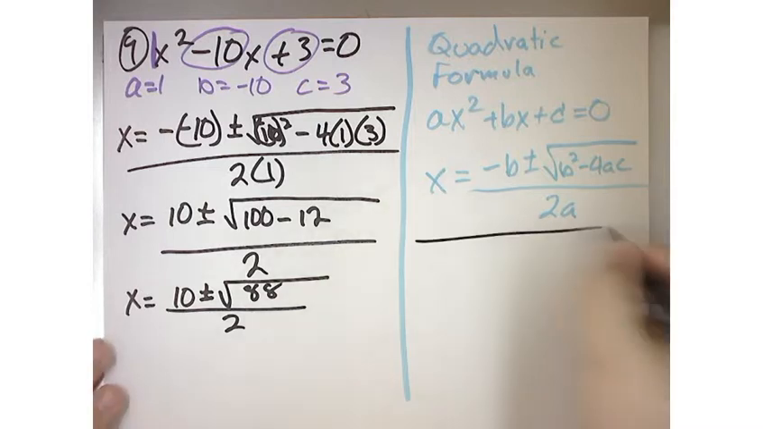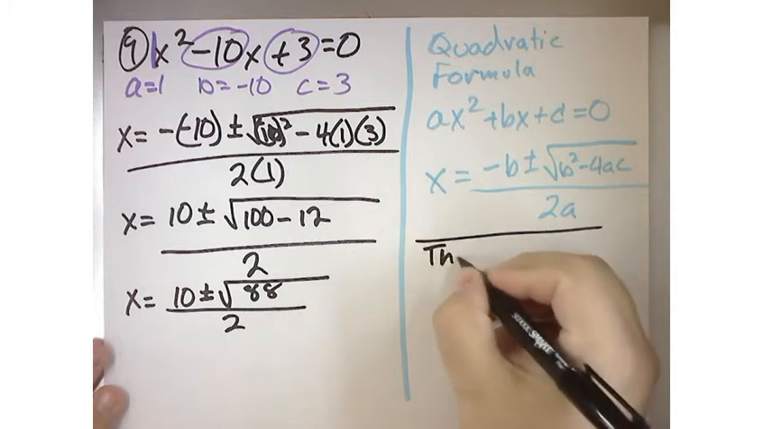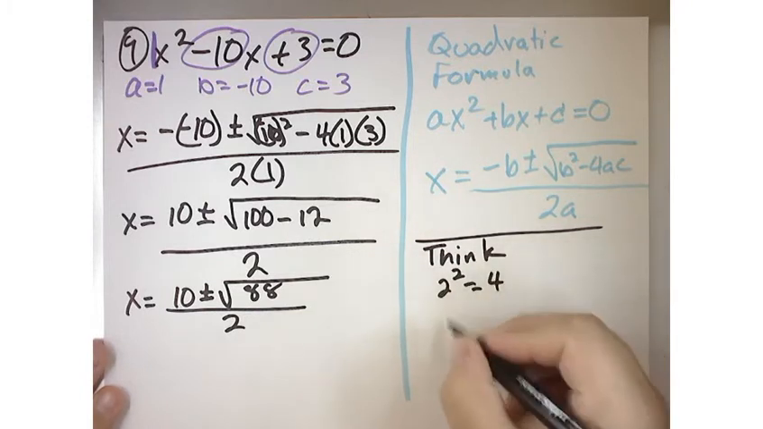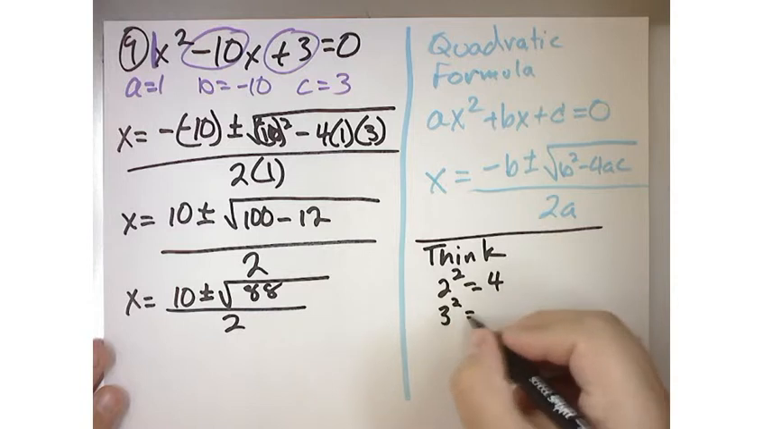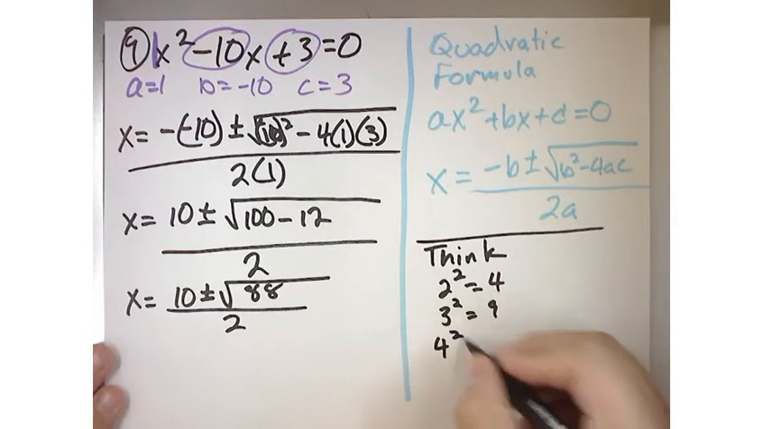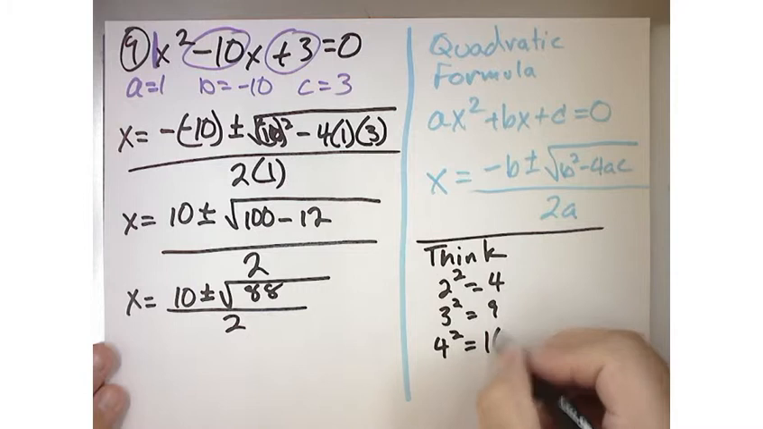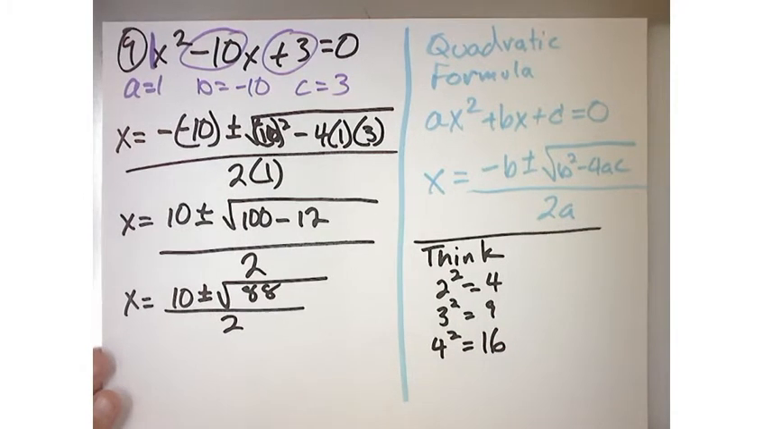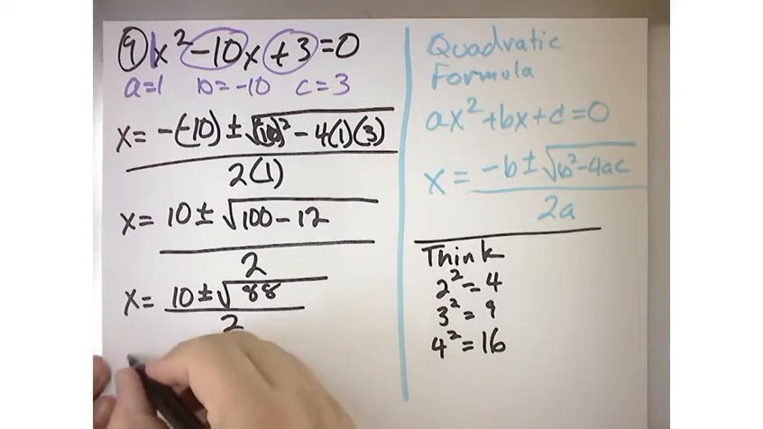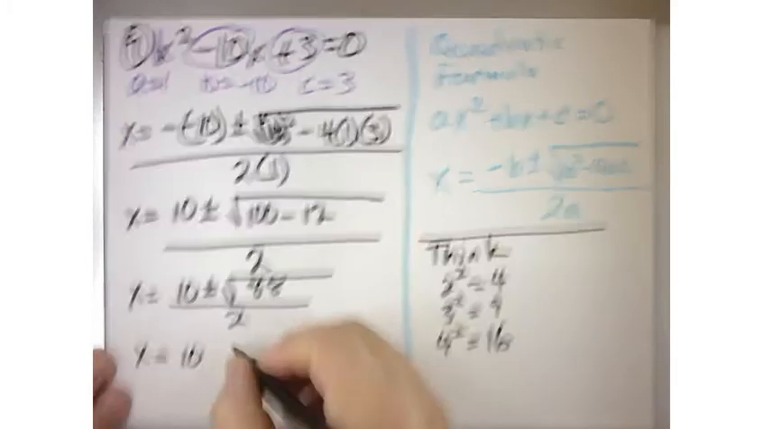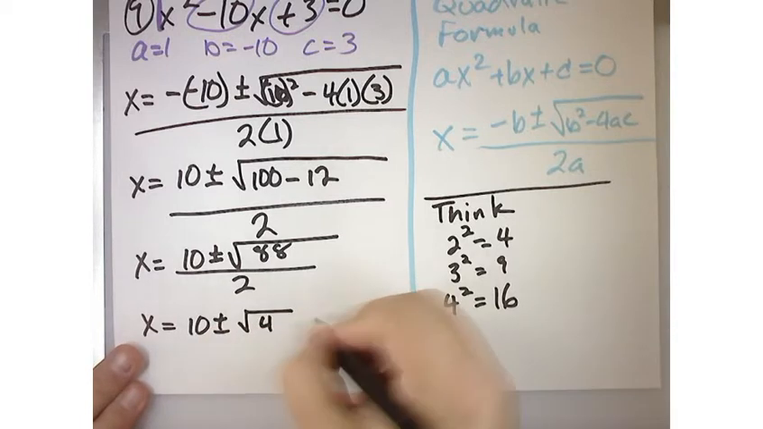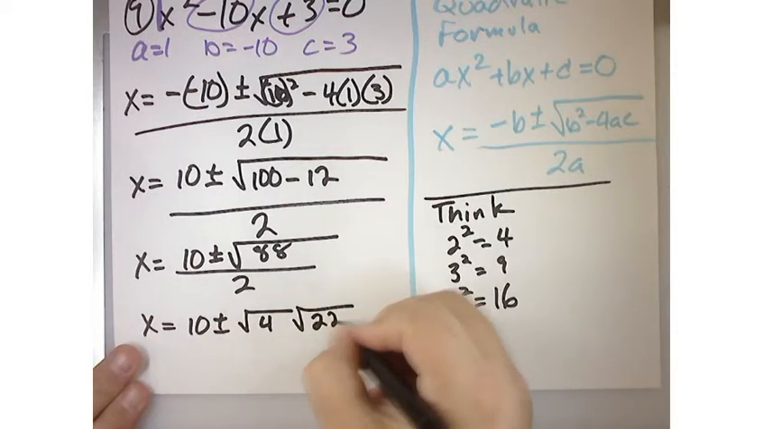So what I want to do is I want to think 2 squared equals 4. 3 squared equals 9. 4 squared equals 16. Well, 4 goes into 88, doesn't it? How many times? 22. So I could rewrite this as x equals 10 plus or minus the square root of 4 times the square root of 22.